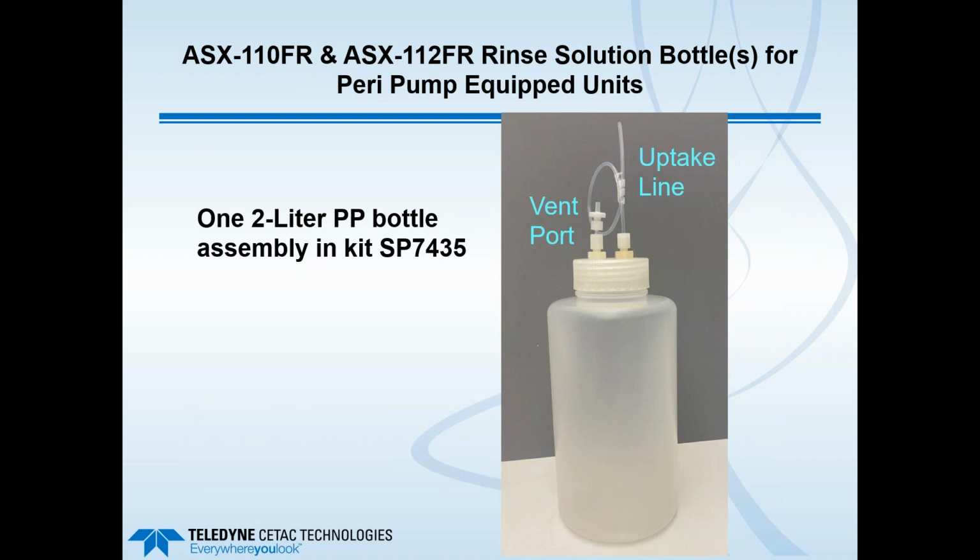There are polypropylene reservoir bottles available in the particular SP kit, what we call a spare part kit. These bottles will have modified caps with an uptake line already built in, along with a vent port. And there is one bottle in each kit in SP 7435. So these are very convenient to have. These can be ordered if you want ready-to-use bottles when you set up the Autosampler.